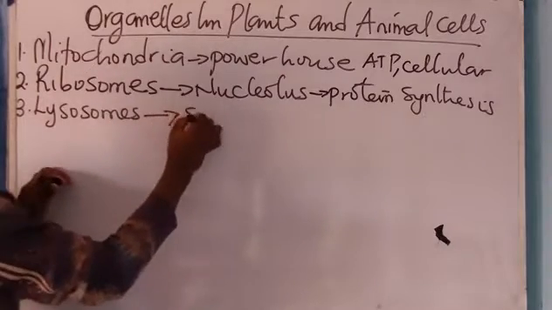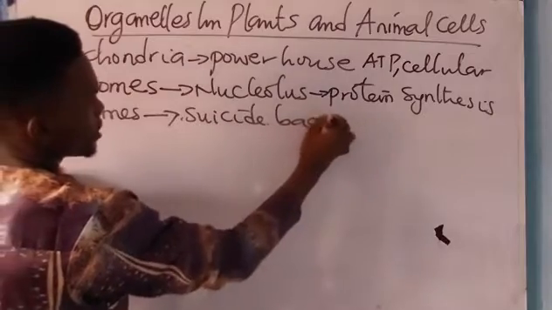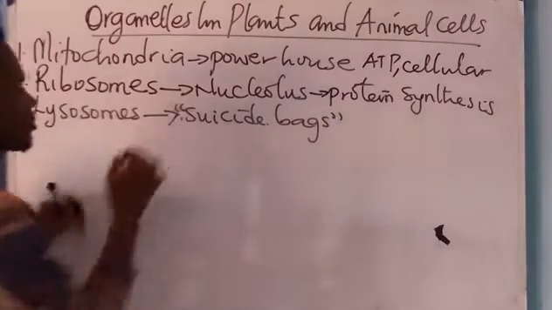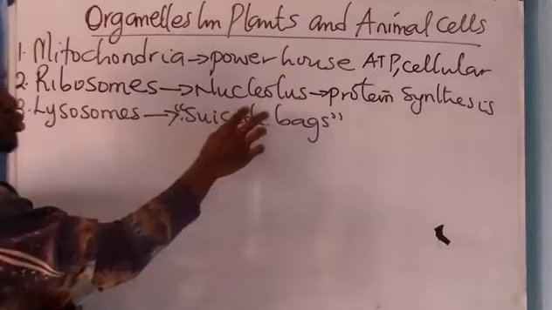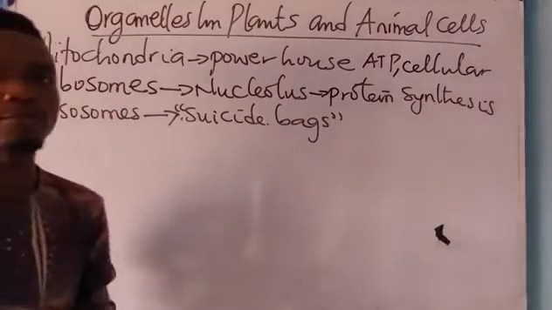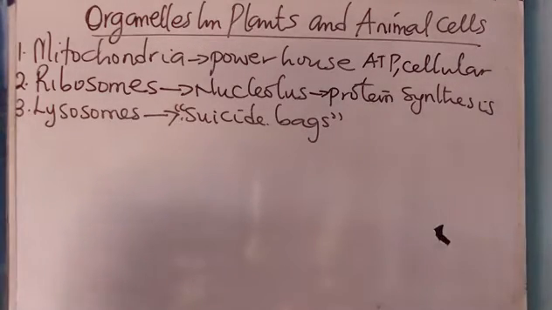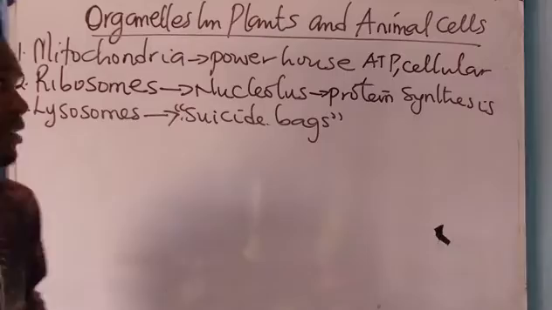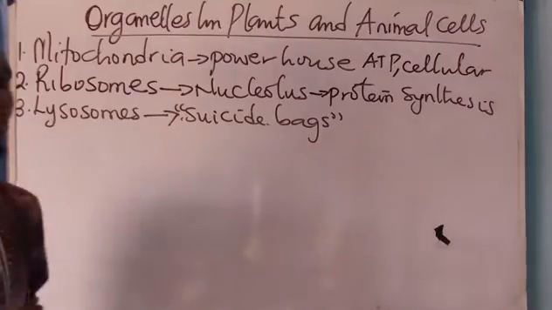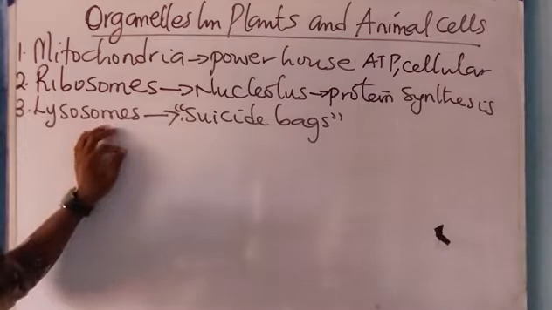Number three, you have lysosomes. Lysosomes are otherwise called suicide bags. They are called suicide bags because they are able to neutralize dead cells, that is, cells that are not useful in the body. The lysosomes are responsible for the neutralization of these cells. All right, lysosomes act as what? Respiratory enzymes. They act as respiratory enzymes.